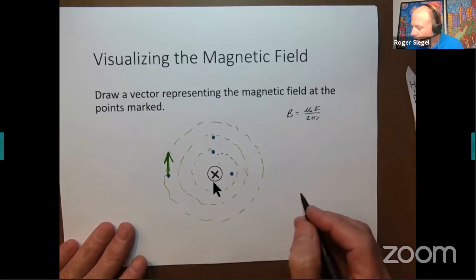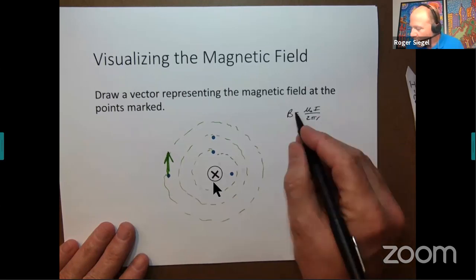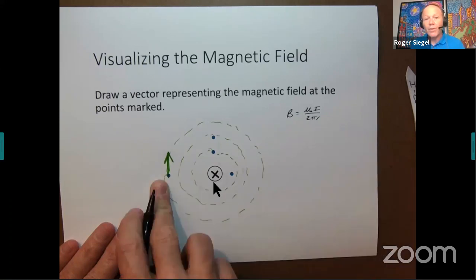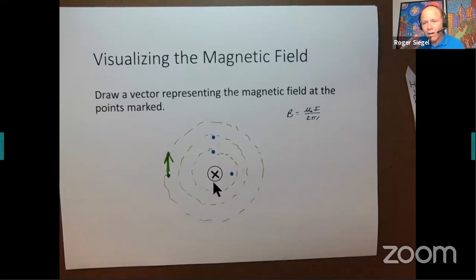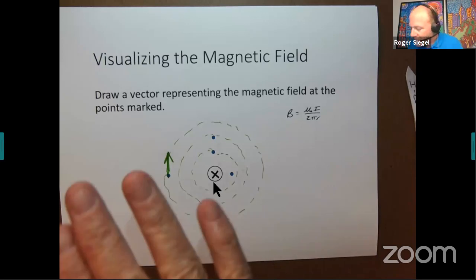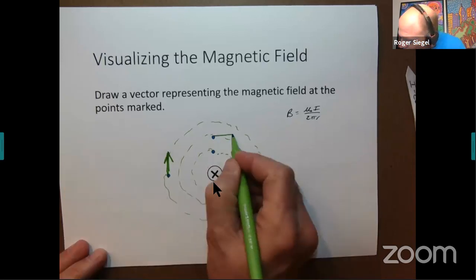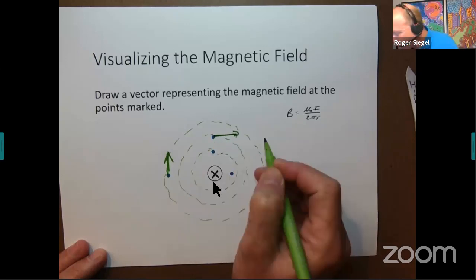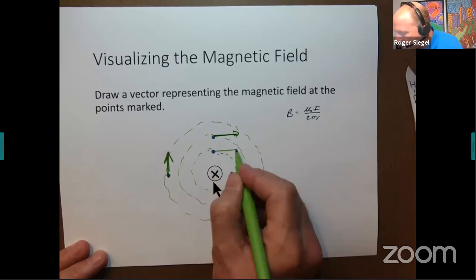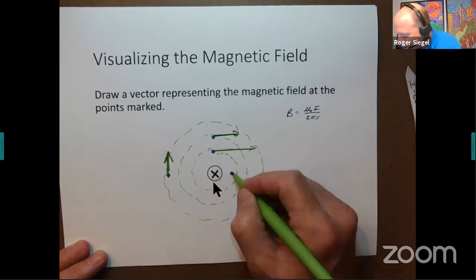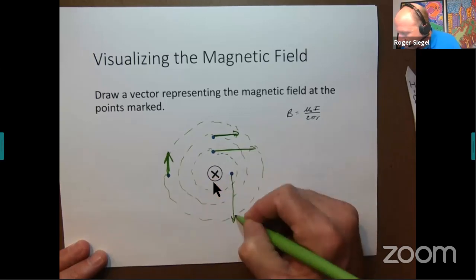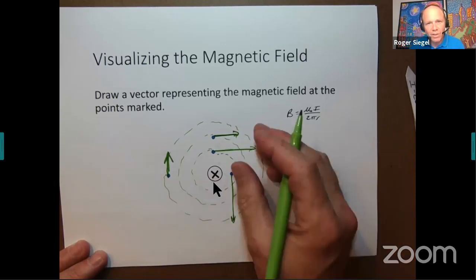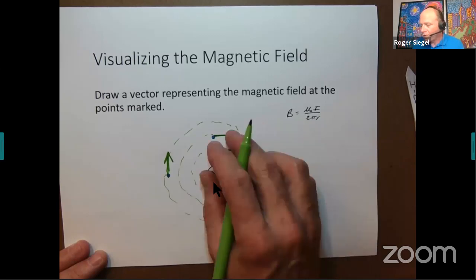Now, what does this r mean in the denominator? Well, it means the further we go away, the less our magnetic field is. So if I'm closer, I'm going to have a greater magnetic field. And this one, I believe, is even closer, so it'll be even longer. And this one is even closer, and so it'll be even longer. So the magnitude of the magnetic field is greater the closer I am to the current carrying wire, and it falls off as I move away.